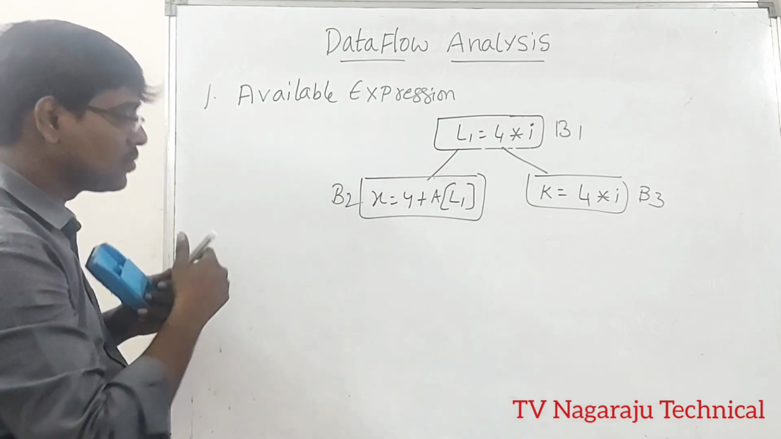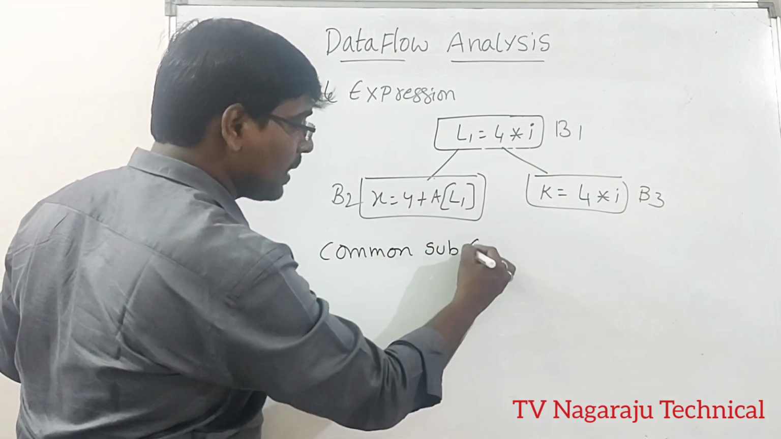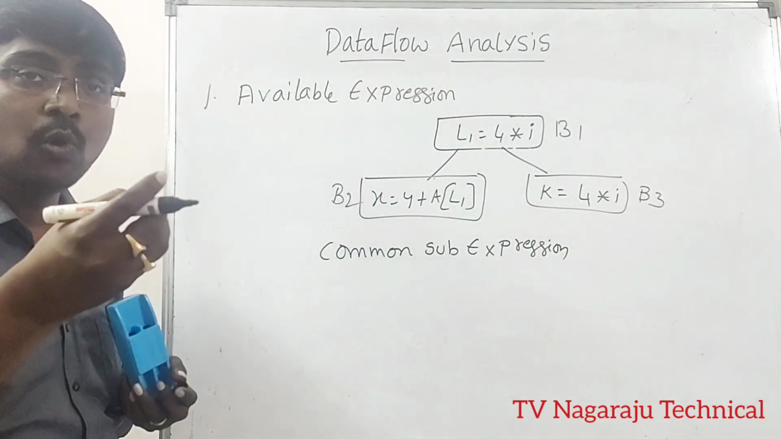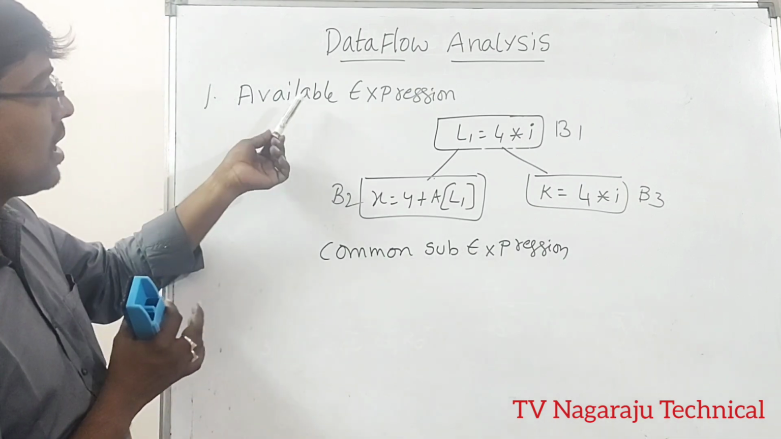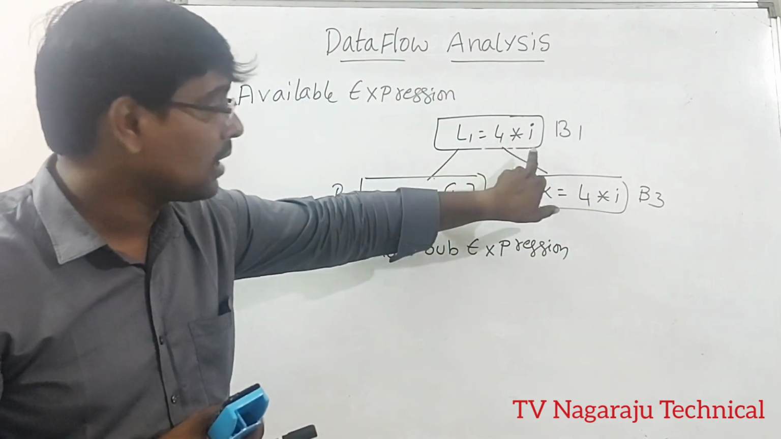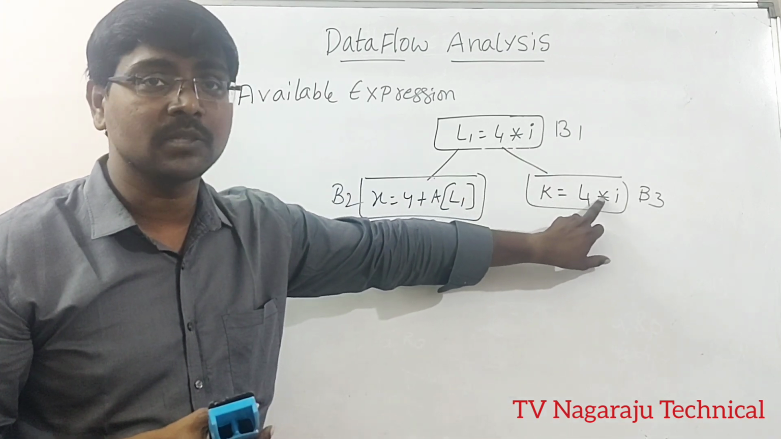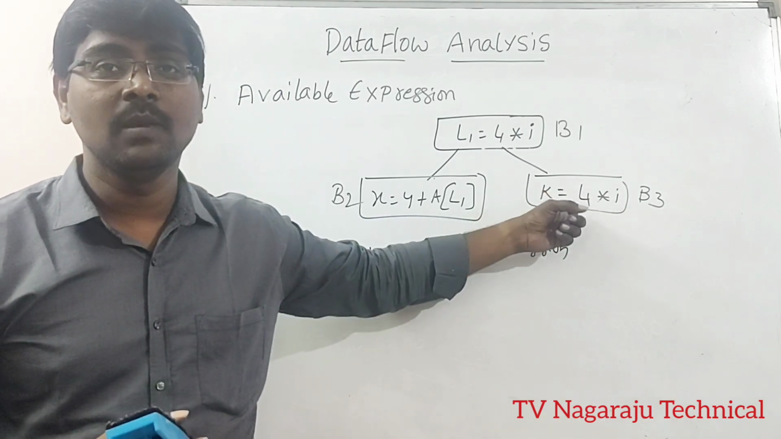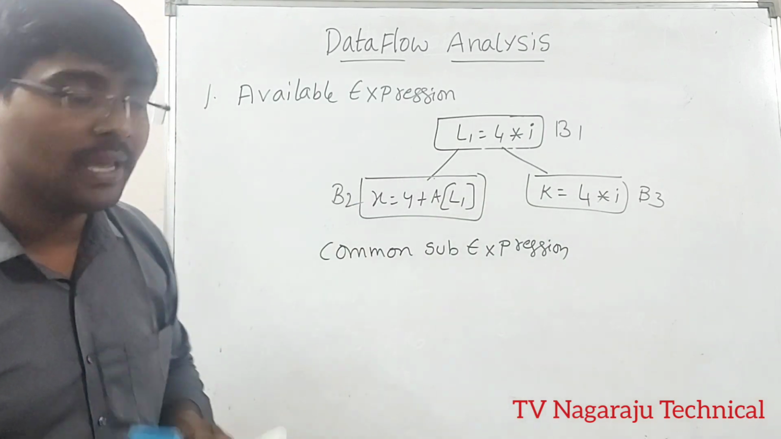The purpose of this one is simply to identify the common sub-expression. What is the main aim of this analysis? To do optimization. For identification of these common sub-expressions, we are using this one. Observe this one. Here 4 into I is already computed. We are not doing any modifications between this statement to this statement. This is a common sub-expression. Simply you are writing k is equal to L1, meaning we are eliminating the common sub-expression. Clear the point? This is called available expression.